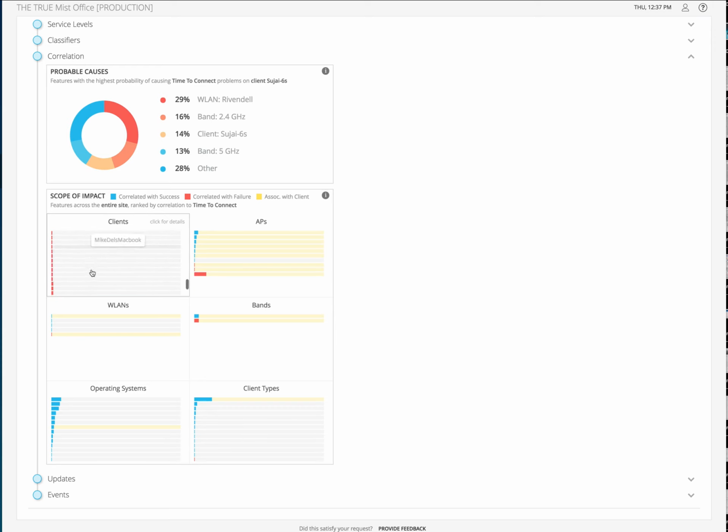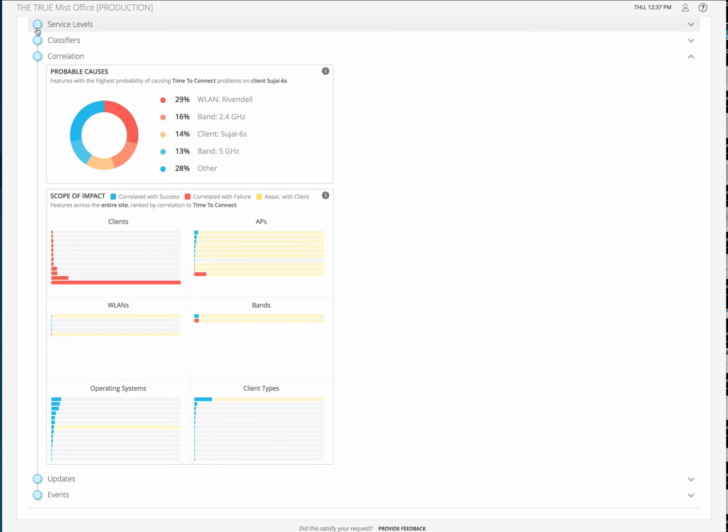This watch seems to be one of the worst. He has roamed across most of the APs, including Mist Engineering, which is ranked as one of the worst. He's mainly on 5 gig, which is good. And he's running iOS 10.3.3, which isn't the best, but also isn't the worst. Note we can rank iOS release performance across our site as well as by client types.